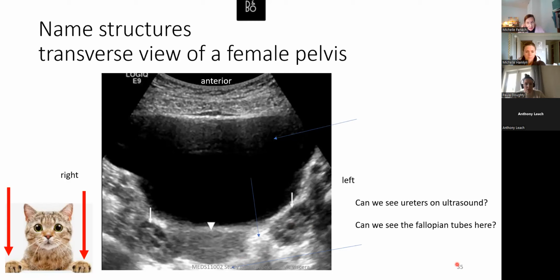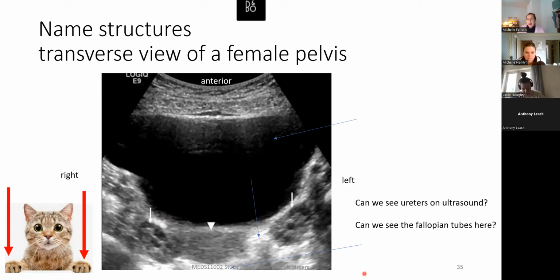Maybe with the Doppler? No, we saw the ureteric jets. We saw the urine that entered the bladder from the ureters, but we won't see the ureters, and we won't even really see them on CT. Maybe we can see a tiny dot where they sit on CT, but no.